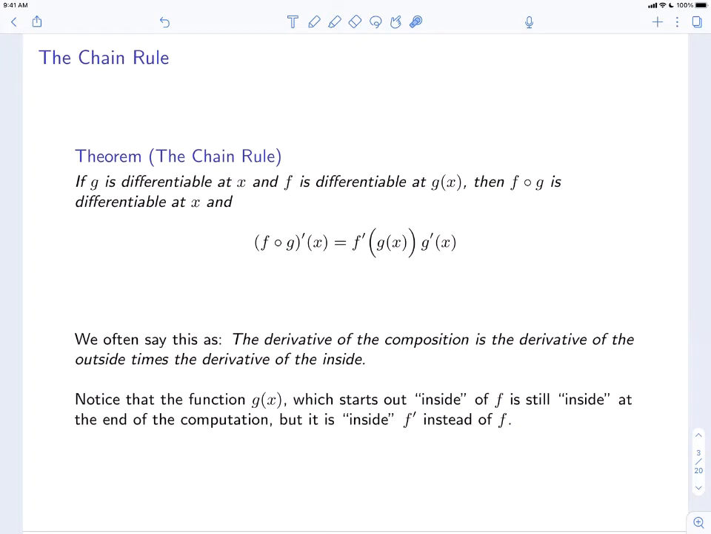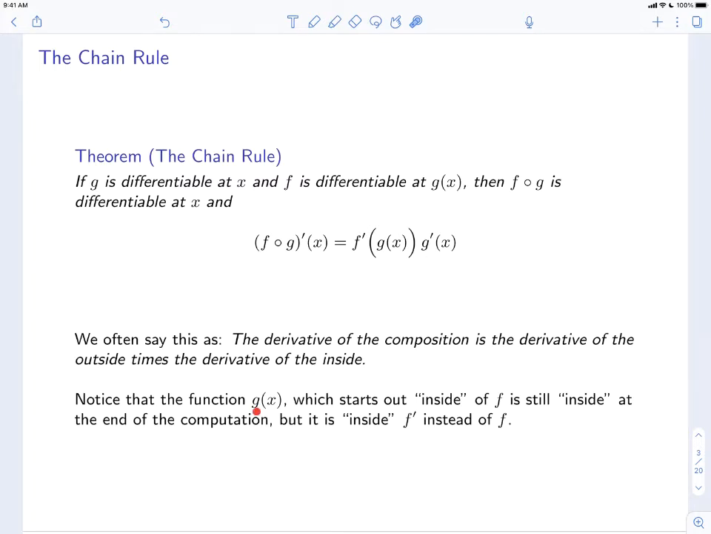The chain rule is a rule for differentiating compositions, and it says that if g is differentiable at x and f is differentiable at g at x, then the composition f circle g is differentiable at x, and this is how we compute it. The derivative of the composition of f with g at x is f prime evaluated at g at x times g prime of x. We often say this as the derivative of the composition is the derivative of the outside times the derivative of the inside. Because we're thinking of f as the outside function, and here it's the derivative of the outside function, times the derivative of the inside function, which is g.